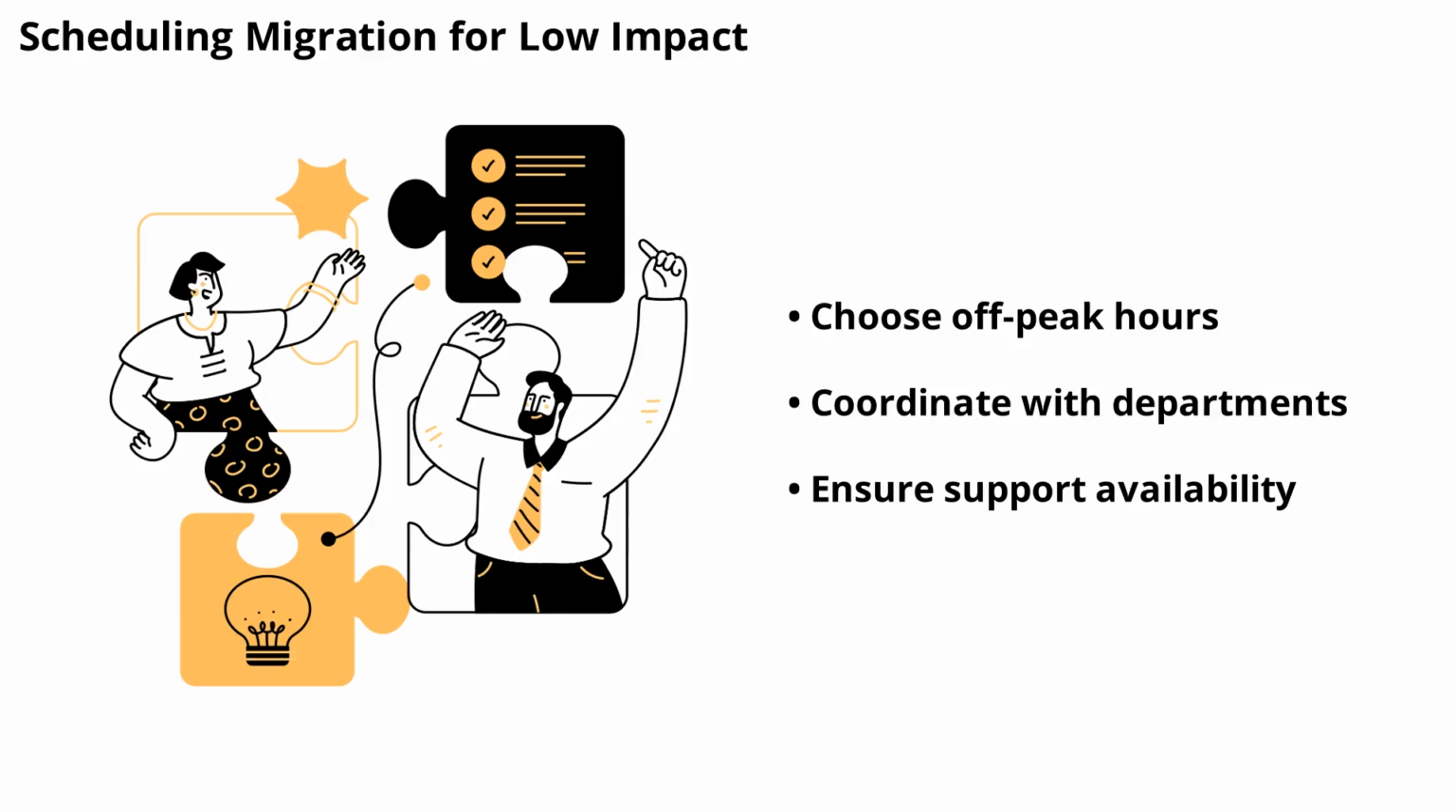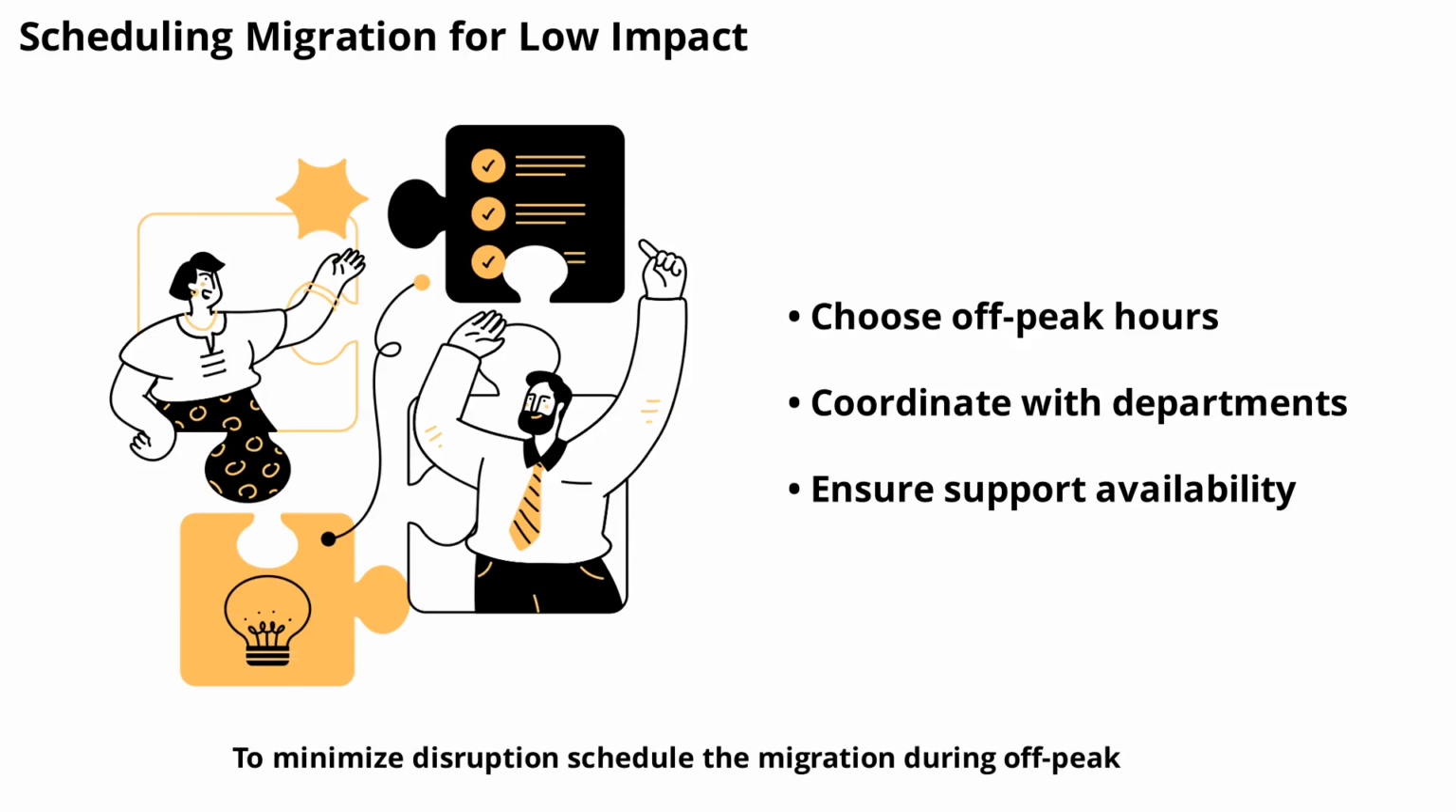To minimize disruption, schedule the migration during off-peak hours or planned maintenance windows. This reduces the impact on daily operations and gives your team time to address any unexpected issues. Coordinate with all departments to choose the best time and ensure that support staff are available during and after the migration. Proper scheduling helps maintain productivity and user satisfaction.